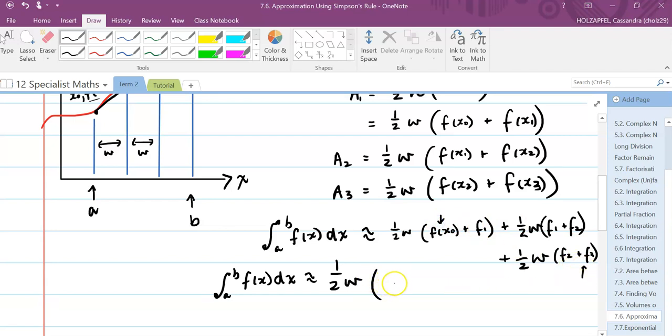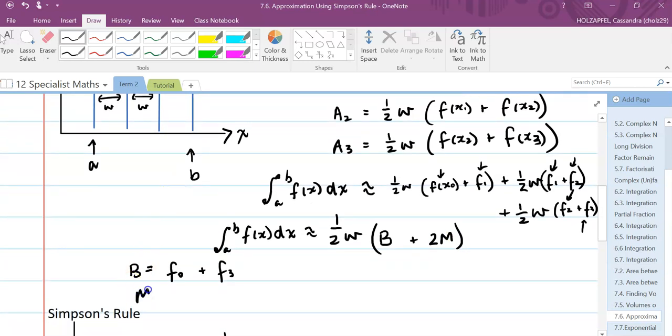So let's represent these boundary pieces using B. So B is going to be equal to the sum of our end pieces. And then each of these middle values, so F1, F1, F2, F2, we have double those values. So why don't we write that as two lots of our middle values, where our middle values are equal to our F1 and our F2. And if we had more of these values, of course, we would include those as well.